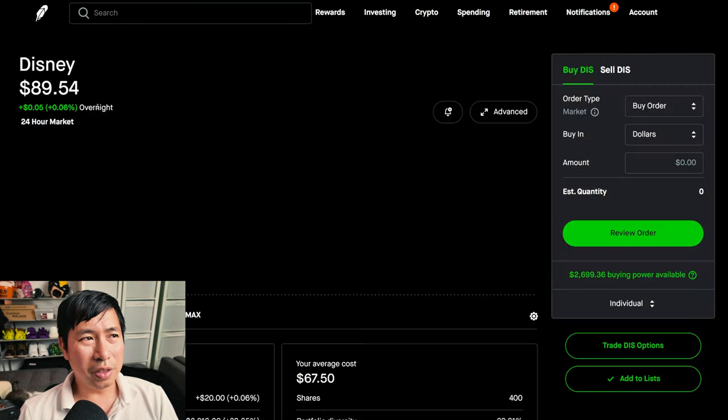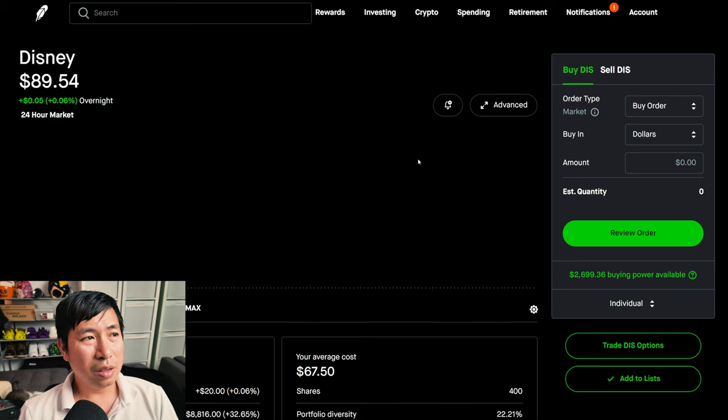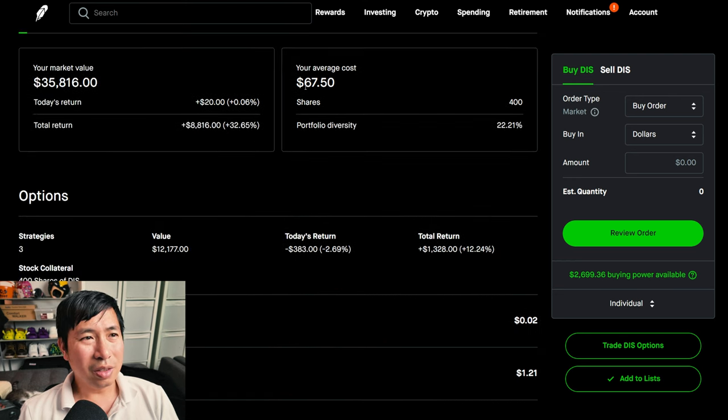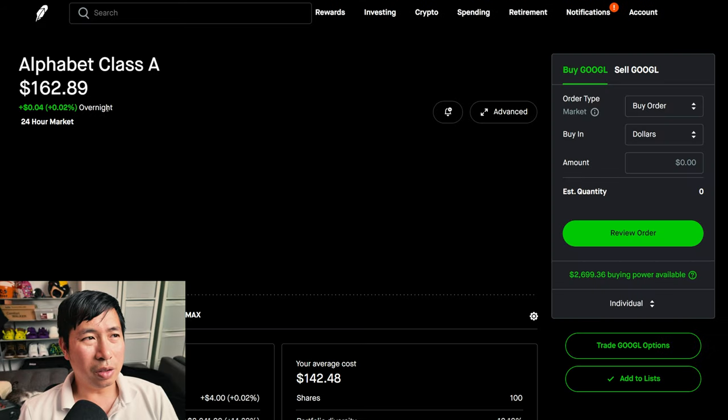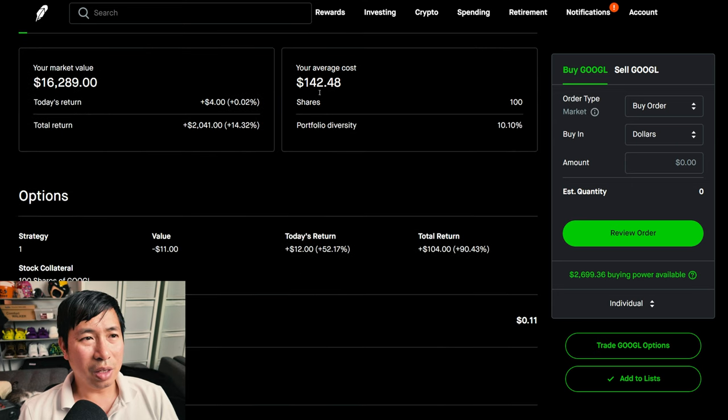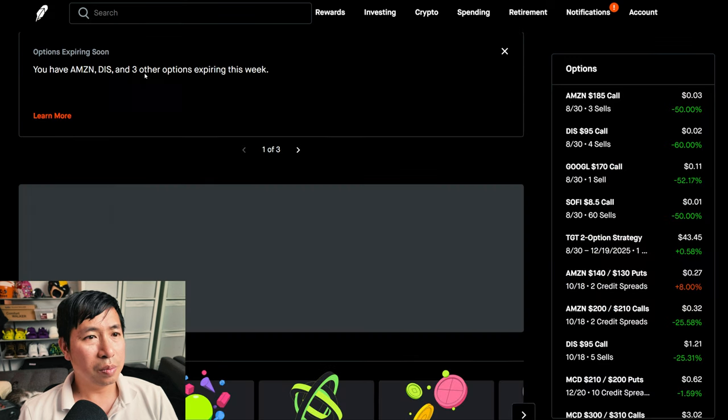I have 400 shares of Disney. Disney is at $89.54. My average cost, $67.50. My total return, $8,816. I have 100 shares of Google. Google's at $162.89. My average cost, $142.48. My total return, $2,041.